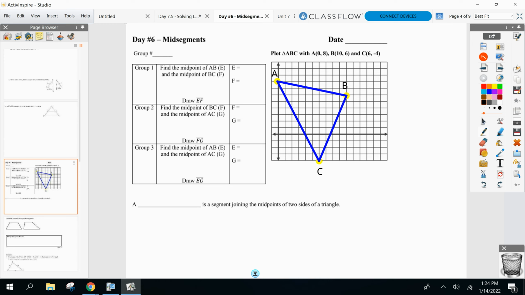Here we go. I got group one. Boom, right here. These two. Group one, group two, group three. There you guys go. Go ahead. I'll give you guys a couple minutes to get your task done. Find the midpoint of your sides. Go ahead.